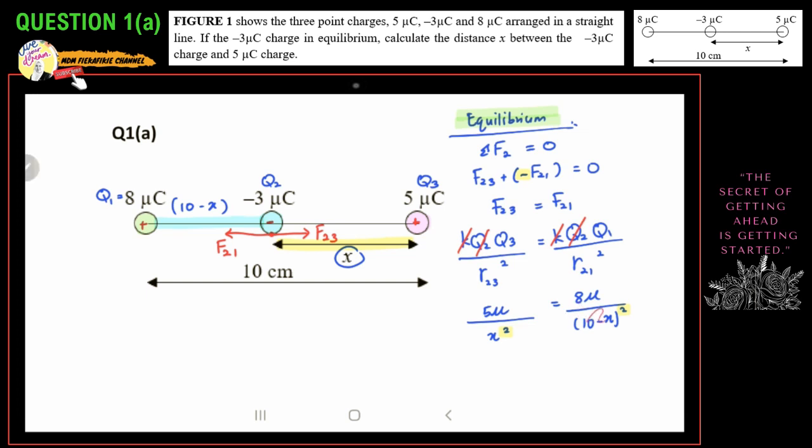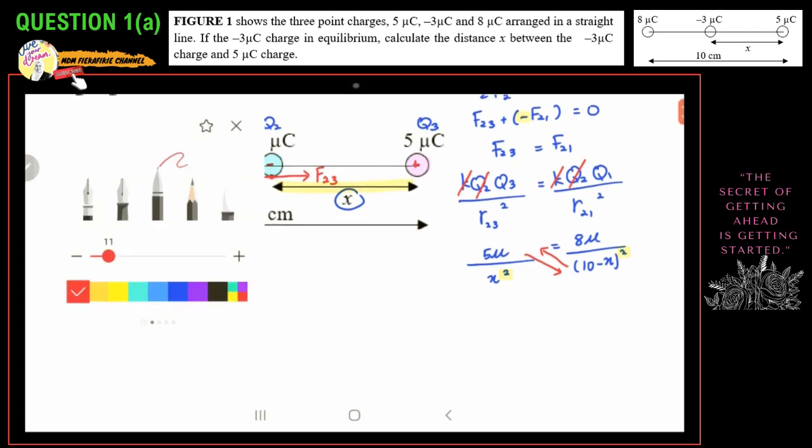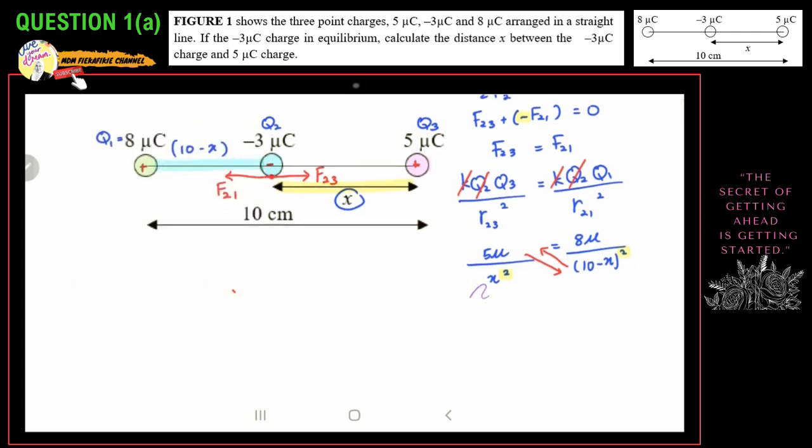So, apa yang saya akan buat? So, saya akan kumpulkan yang ada squared ni in one side. Okay, so ini naik atas dan ini turun bawah. Okay, so dia akan jadi apa? Okay, so kita sambung lah. Dia akan jadi (10 minus x) squared over x squared is equal to 8 micro over 5 micro. So, micro I can cancel here.